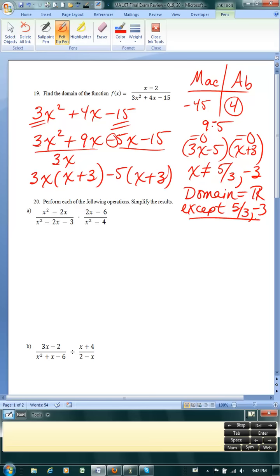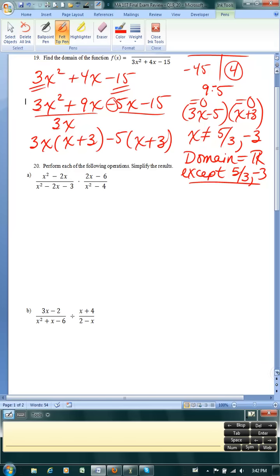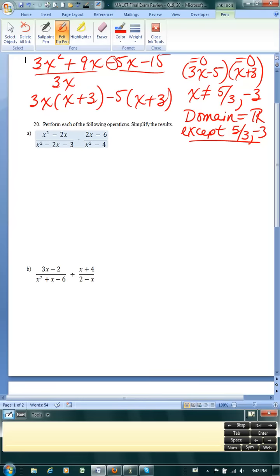Number 20. It says perform each of the following operations and simplify the results. This is a multiplication because of the dot. I'm taking one rational expression and multiplying it times another. All I need to do is factor and simplify when I'm done. In the first one, the numerator is x squared minus 2x. The only thing that I can do is take out a greatest common factor. If I divide each of these by x, I'm left with x minus 2.